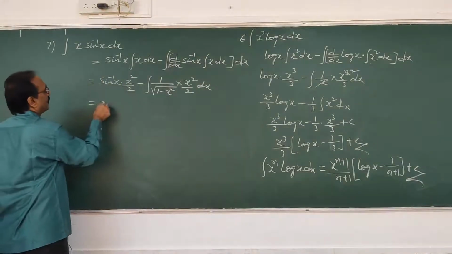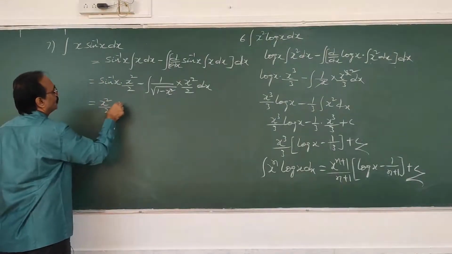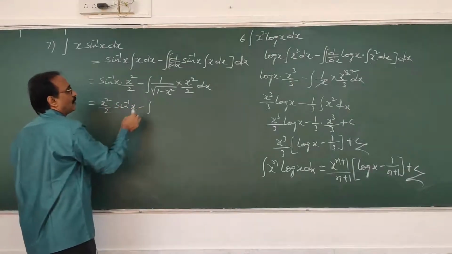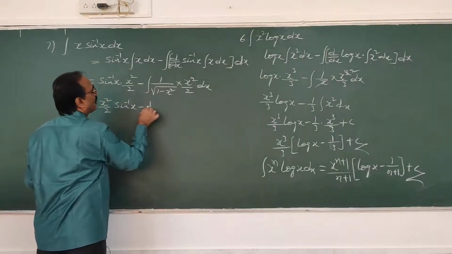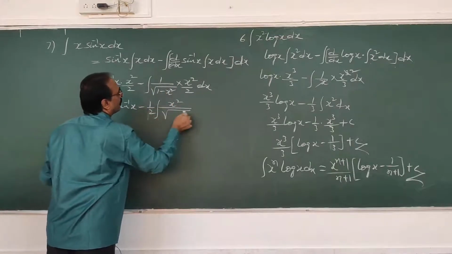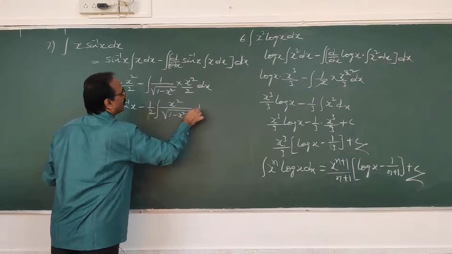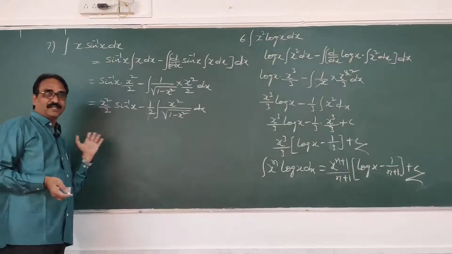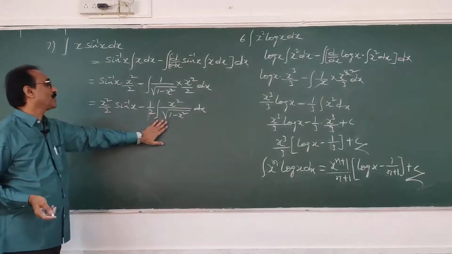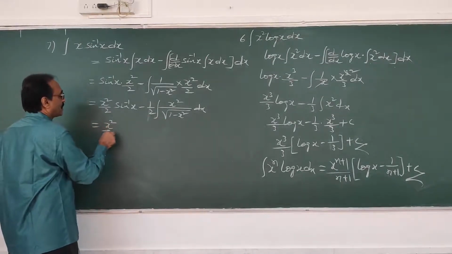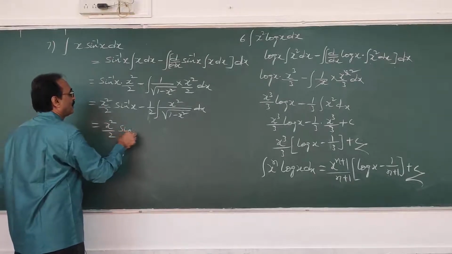Now how can you simplify? X square by 2 sine inverse x minus integral 1 by 2, because 1 by 2 is a constant, you take it outside, x square by root of 1 minus x square dx. Now you have to use whatever formulas and methods you have used before this exercise. How to do this problem, you tell me now. It is an improper fraction. Otherwise, how to do it, you tell me now.